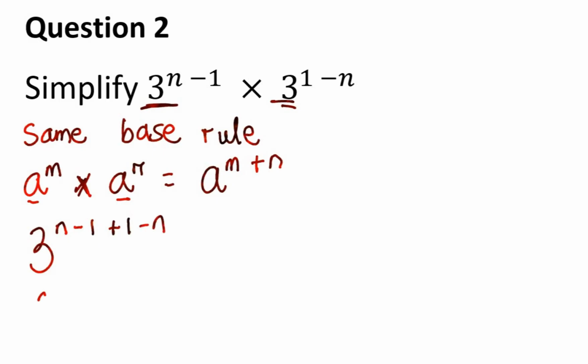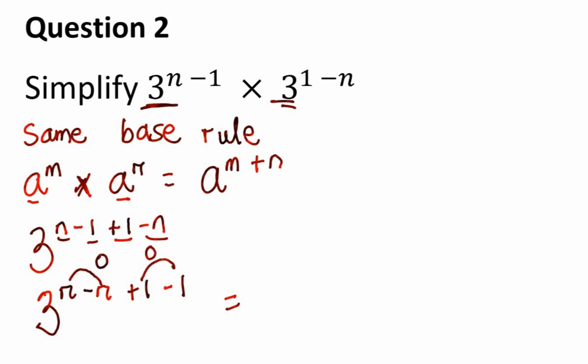Now, let's sort the exponent. Let's collect like terms. We have n, we have negative n, we have plus 1, then we have negative 1. So n minus n is 0, 1 minus 1 is 0, and 0 plus 0 is 0. So that will give me 3 to the power of 0. In math, anything to the power of 0 is 1. So this is the answer.